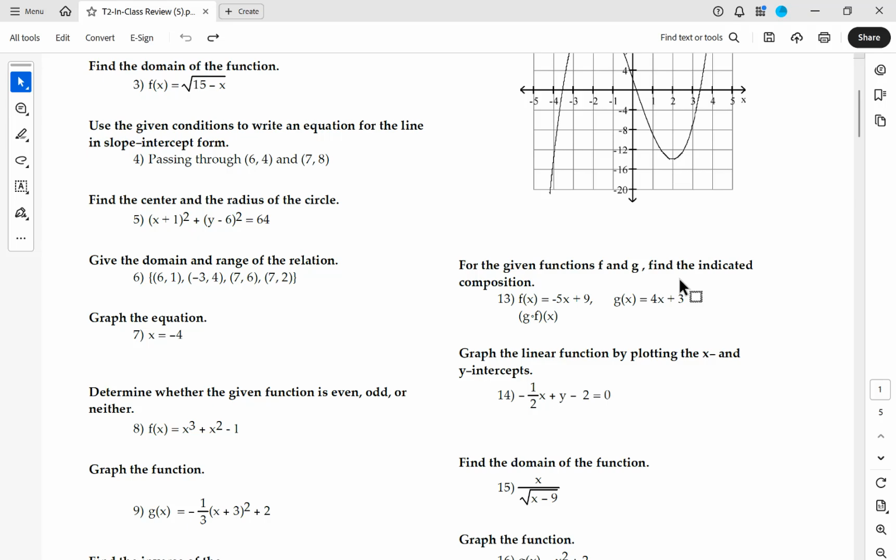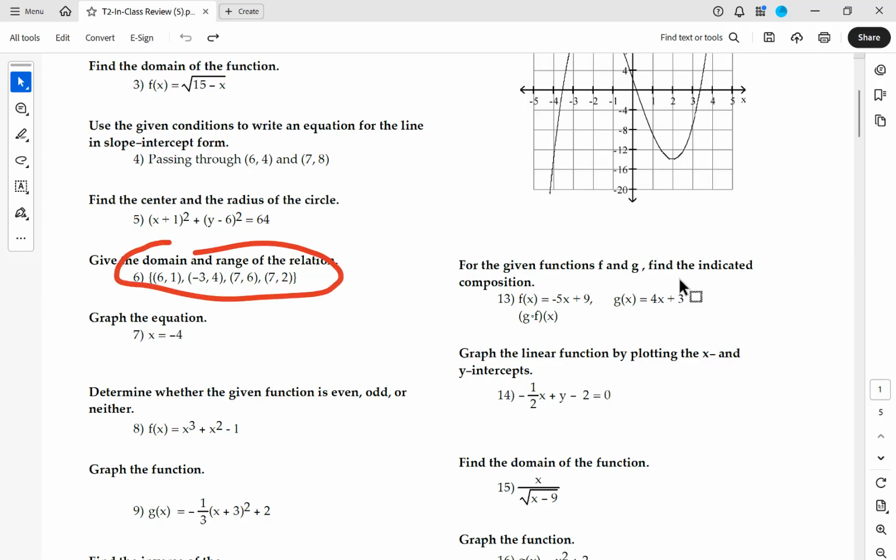Finding the center and radius of the circle. I think most people tend to get the center right. It comes from the opposite of that and the opposite of that, so it would be -1, +6. But I think they sometimes mess up the radius. Let's see, -1, +6 was the center. The radius you get by square rooting that, so the radius would be 8. Just be careful and be sure you've got that down correctly.